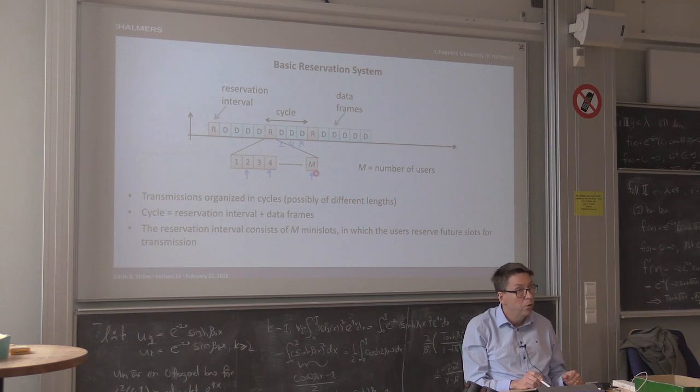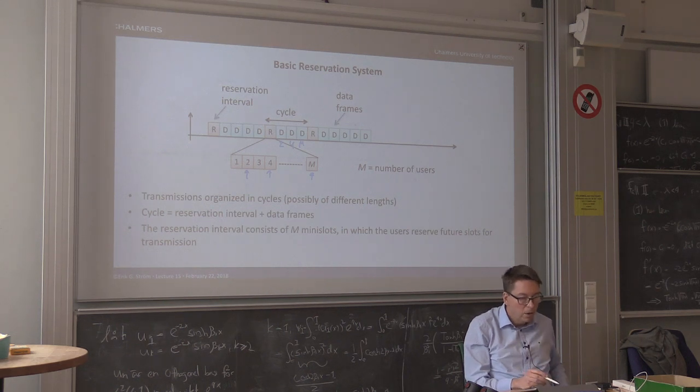Or the central controller can listen to this and say, okay, user number 2, you go first for 1 slot. User 4, you go then for 1 slot. And user M, you are last for 1 slot. Okay. Questions?